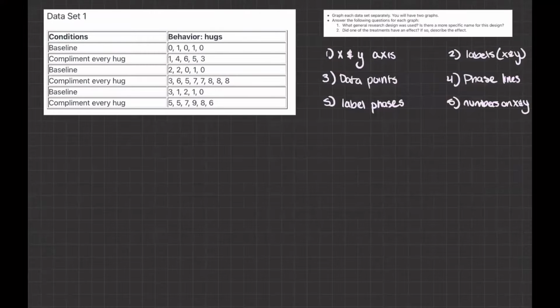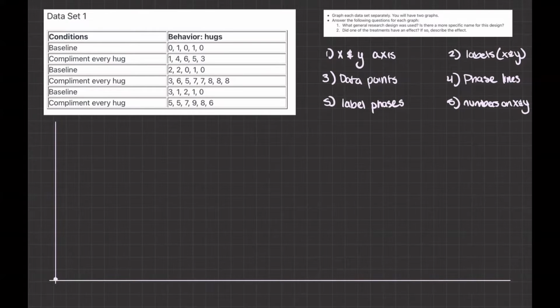So here I got on another slide the same thing, but with more space to draw a graph. So there are 6 things we need to remember for a graph: the XY axis, the labels of the XY axis, the data points, phase lines, phase labels, and numbers on the XY axis. So here I'm going to draw the graph. Be sure to make space for it, and if you want to follow along, be sure to follow along.